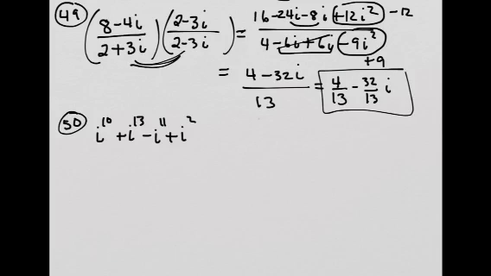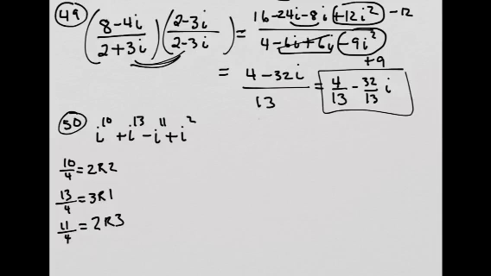Okay, so to simplify powers of i, you take the exponents and divide by 4. So that's 2 remainder 2. 13 divided by 4 is 3 remainder 1. 11 divided by 4 is 2 remainder 3. And then i squared is just i squared.